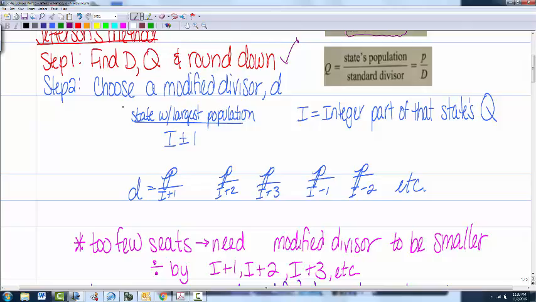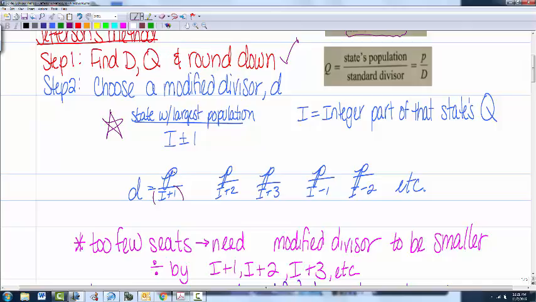Okay, so what does he do? It's right here. This is the key. This is what you got to understand and write down. Jefferson thought, let's start with the largest state, the one with the largest population. And then divide it by its individual number that you got after you rounded down, plus or minus 1. But it's going to be plus 1 because we're going to be short on the representatives.